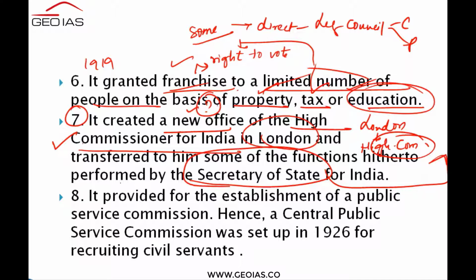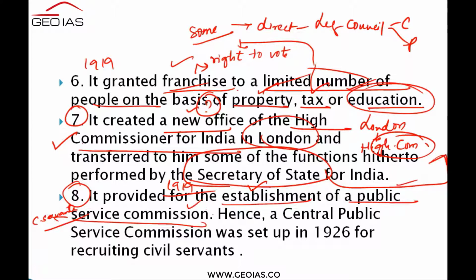And the 8th provision is that it provided for the establishment of the Public Service Commission. The Public Service Commission is a recruiting body of the civil servants. So through this Act of 1919, the Public Service Commission was established.